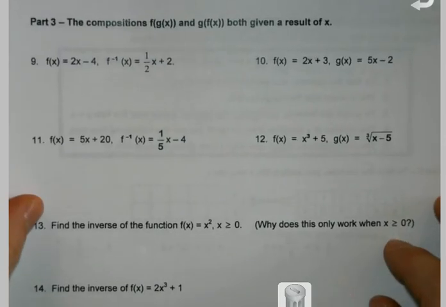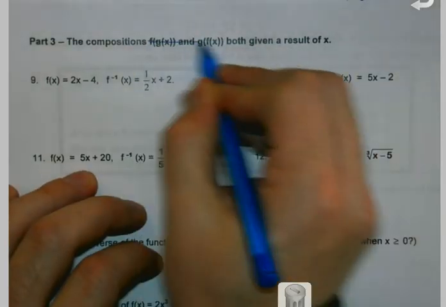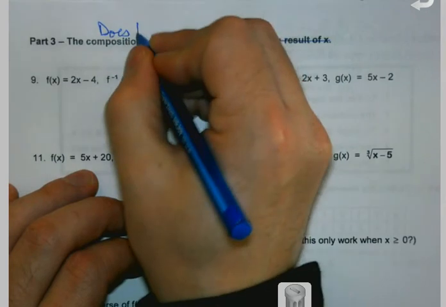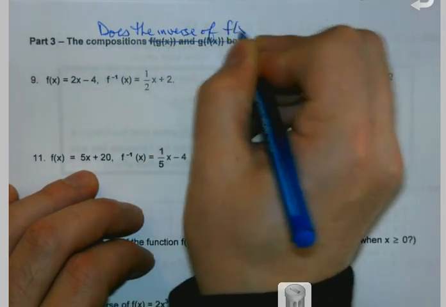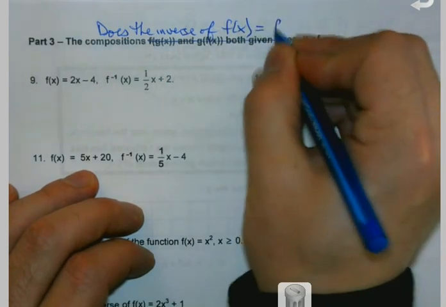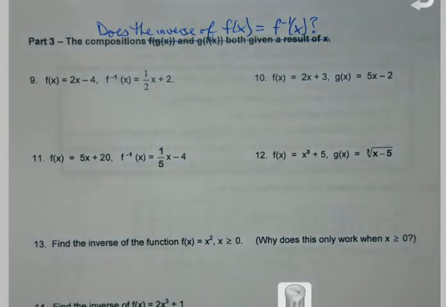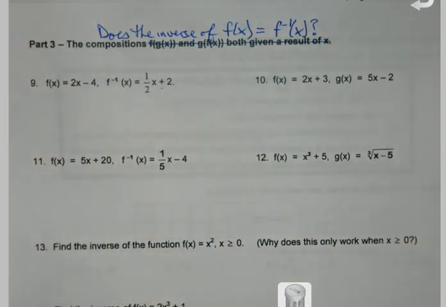All right, now we are not going to do compositions. We're going to change the directions here a little bit. Does the inverse of f of x equal f sub negative 1 of x? In other words, if I find the inverse of f of x, do I get this back? If I do, they are inverses of each other. If I don't, they aren't.